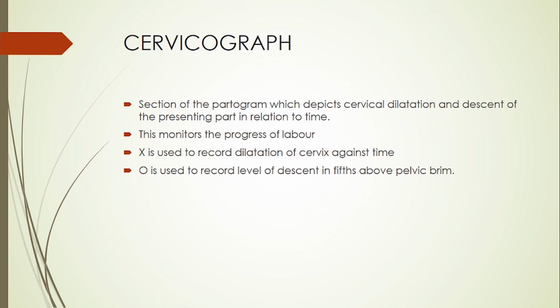The next very important part, perhaps probably the most important part of it, is what we call the cervicograph. This is a section of the pathograph that depicts the cervical dilatation and descent of the presenting part in relation to time. So this is the actual portion that monitors the progress of labor. The mark X is used to record dilatation of the cervix against time, and the mark O is used to record level of descent in feet above the pelvic brim. So that is used to record the descent in terms of the number of feet palpable.